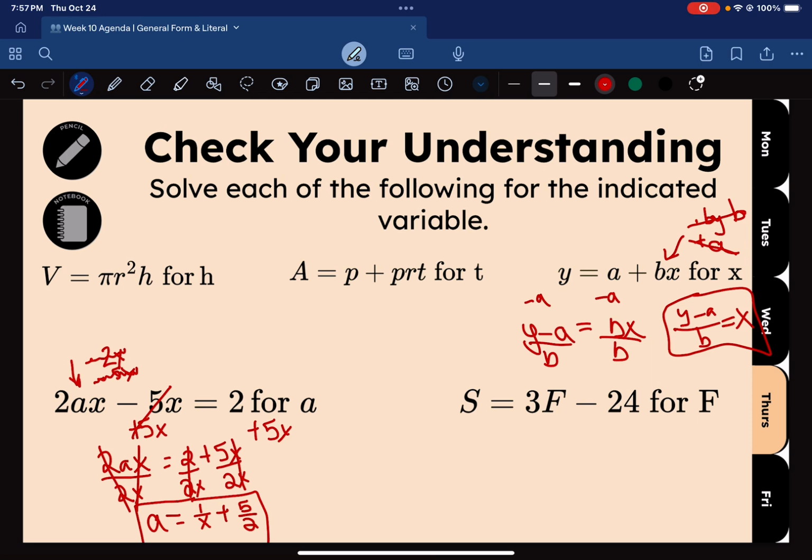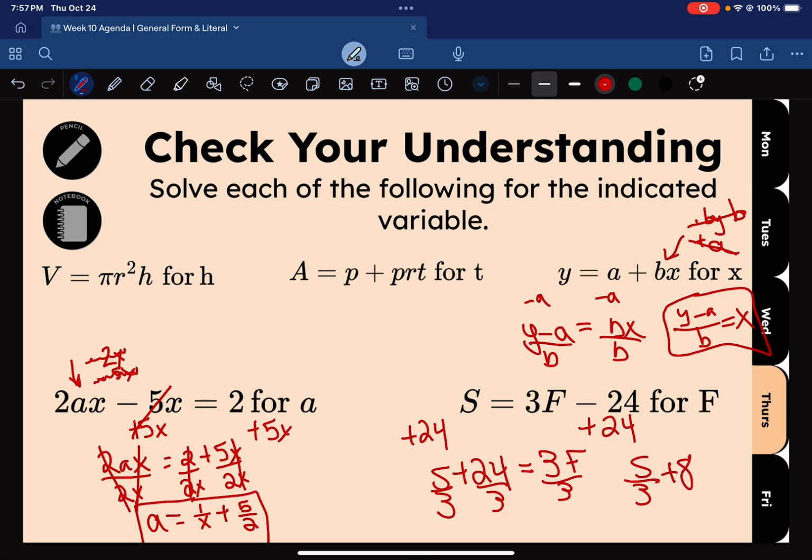And last but not least, we can go through the last one maybe even a little bit quicker. So we're going to get rid of this 24, which is farthest away, so we're going to add 24 to both sides. So I have s plus 24 equals 3f. Divide every piece by 3, and that would give me s over 3 plus 24 divided by 3 is 8 equals, and 3 divided by 3 is 1, would be equal to f. So that would be how you could use your skills with solving equations to rewrite literal equations. So keep working on these and bring questions if you have them.